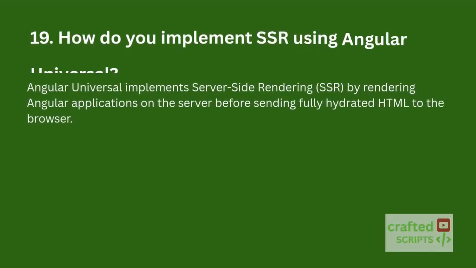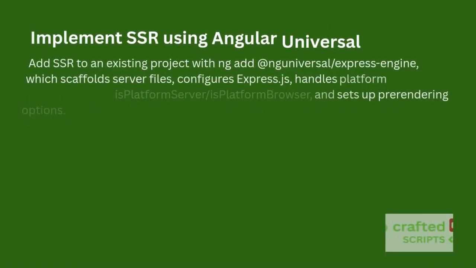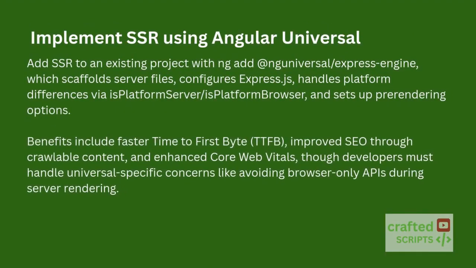Question number 19. How do you implement SSR using Angular Universal? Angular Universal implements server-side rendering, SSR, by rendering Angular applications on the server before sending fully hydrated HTML to the browser. Add SSR to an existing project with ng add @nguniversal/express-engine, which scaffolds server files, configures Express.js, handles platform differences via isPlatformServer and isPlatformBrowser, and sets up pre-rendering options.